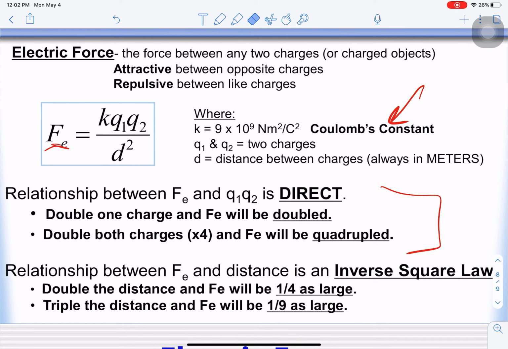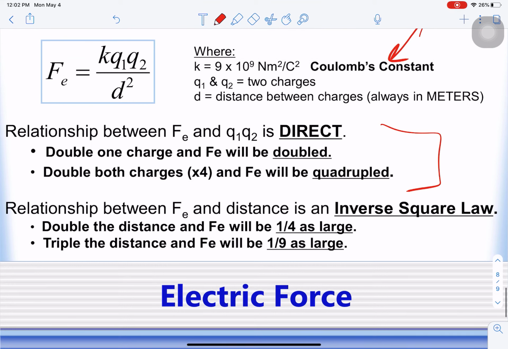Now, the relationship between the distance and the electric force is an inverse square relationship. So let's say you were to double the distance. How would the electric force be affected? Well, if it's an inverse square, the inverse of 2 would be 1/2, and the inverse square would be 1/2 squared, so it would be 1/4 as large. If you triple the distance, same idea. It will be 1/9 as large in terms of the electric force. So that's the relationship.